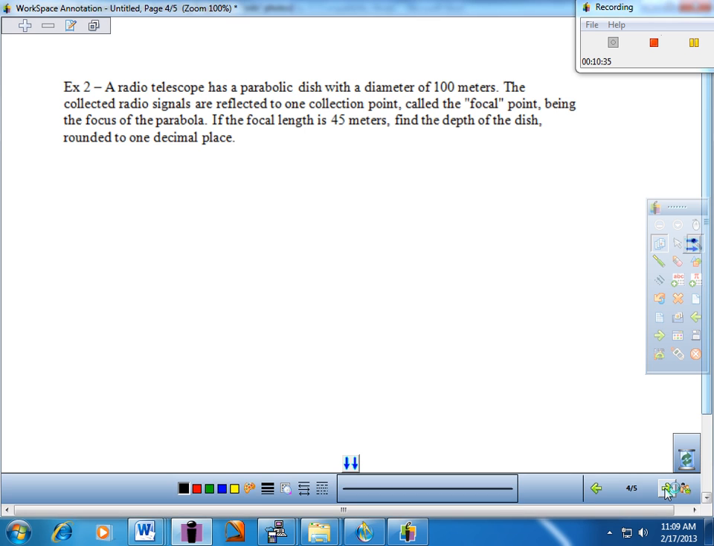Now that we have this taken care of, this really shouldn't be too bad. So let's see, a radio telescope has a parabolic dish with a diameter of 100 meters. The collected radio signals are reflected to one collection point, called the focal point, being the focus of the parabola. If the focal length is 45 meters, find the depth of the dish, rounded to 1 decimal place. Okay, let's model the whole thing and then answer the question.